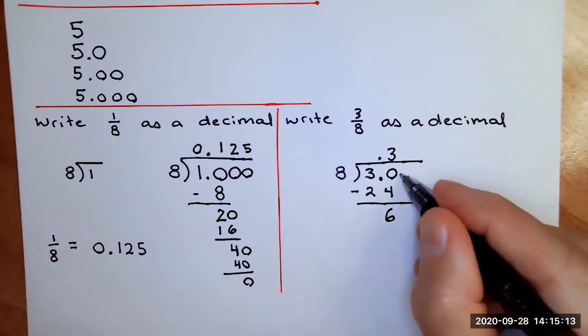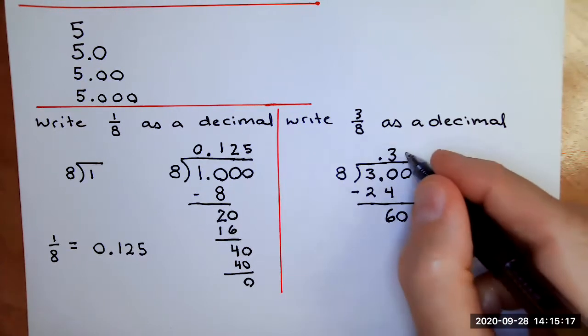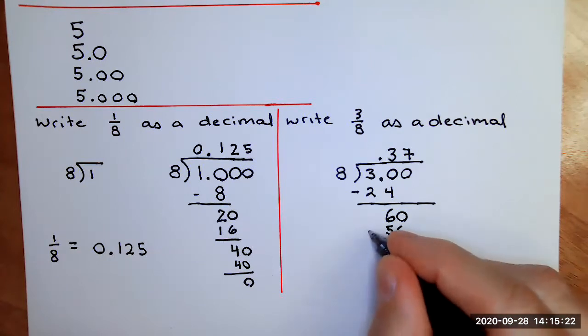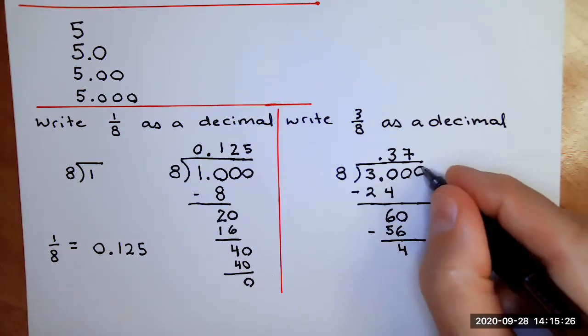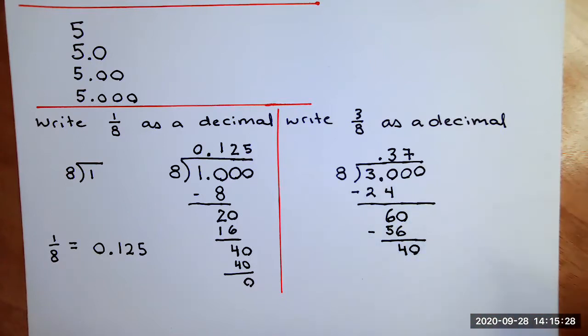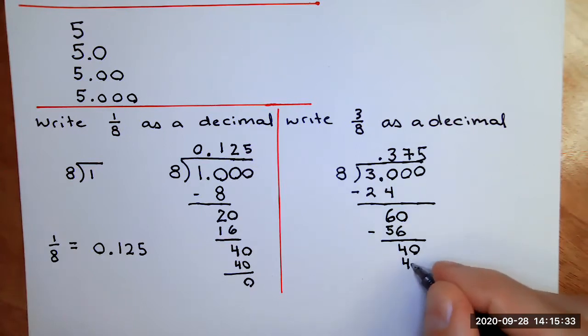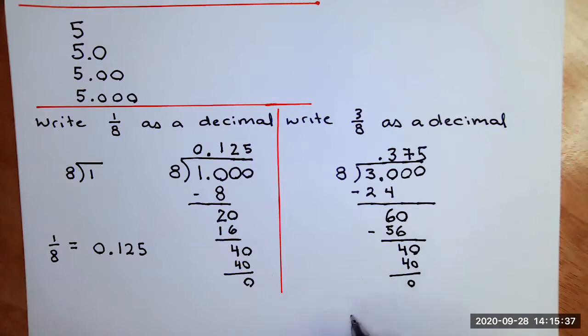You can add another 0. 8 goes into 60 7 times. Subtract, and we get a 4. And you can add another 0. Remember, you can add as many zeros as you want. So 3/8 is equal to 0.375.